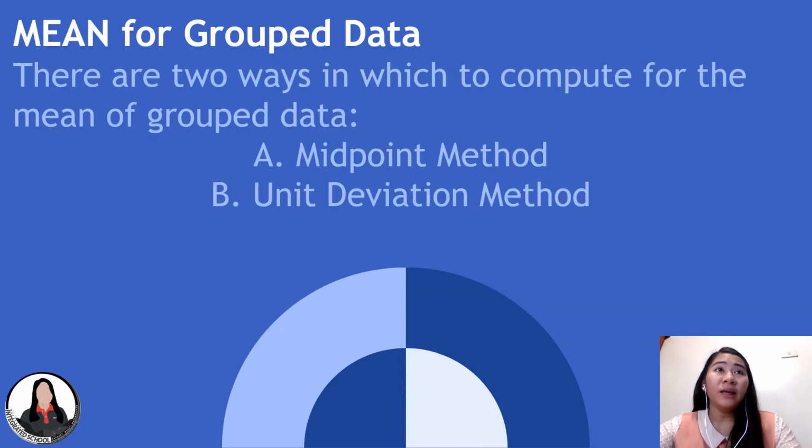For mean, there are two ways in which to compute for the mean. So the mean for group data can be obtained using the midpoint method or the unit deviation method. So dalawang proseso to na pwede natin gamitin, and then either of the two ay pwede natin gamitin in obtaining the mean for the group data. Magkaiba lang yung process nila, but they will always come up with the same answer. So let's start with midpoint method.